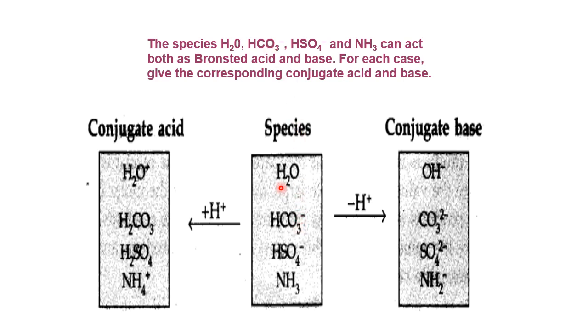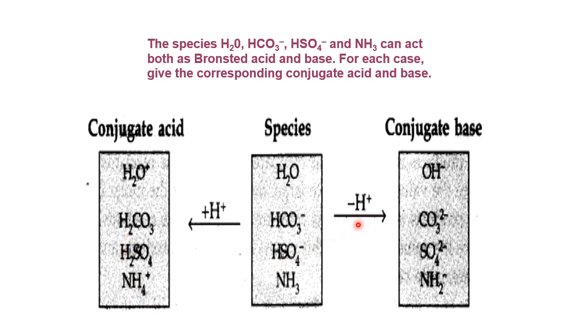Here are the species: H2O, HCO3 minus, HSO4 minus and NH3. After accepting a proton, they become conjugate acids. H2O after accepting a proton becomes H3O plus. HCO3 minus becomes H2CO3. HSO4 minus after accepting H plus becomes H2SO4. NH3 after accepting H plus becomes NH4 plus. So all these are conjugate acids of these species.